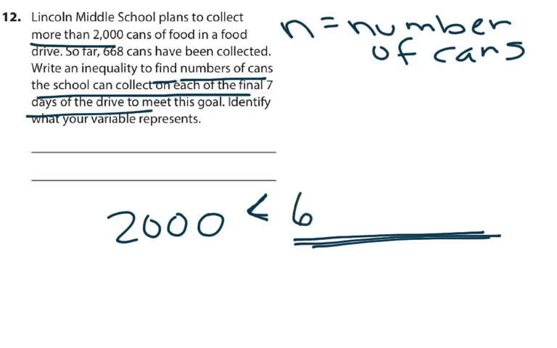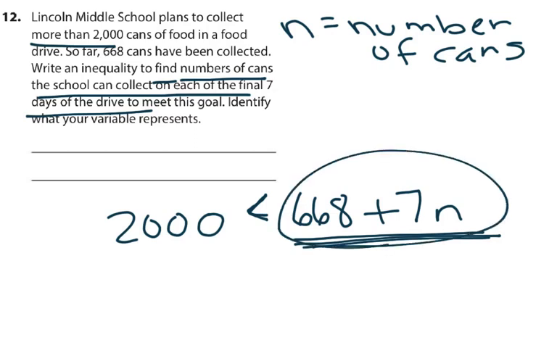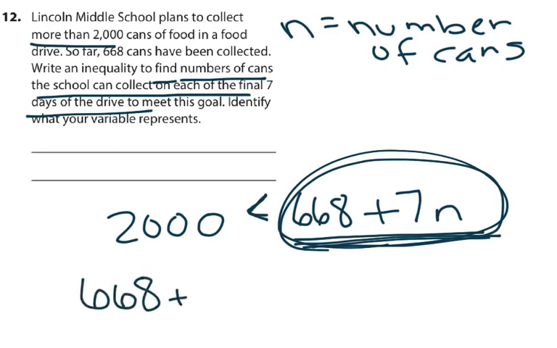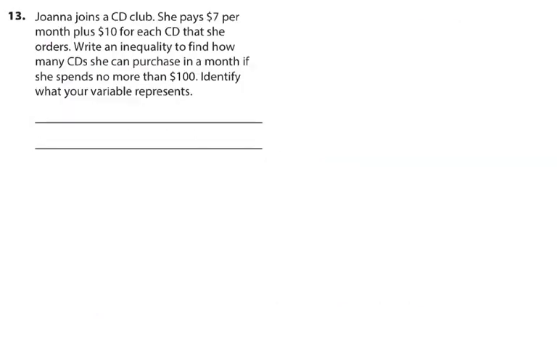So far, they have 668 cans that have been collected, and they're going to add to it 7 days times some number of cans. That is our whole inequality right there. We want the number of cans that they collect, the 668 and the final 7 days of earning cans, to be greater than 2,000. You can rewrite it this way: 668 plus 7n. You can also change those based on the commutative property is greater than 2,000. Each of these are correct. Read it, solve it, and then watch the video.